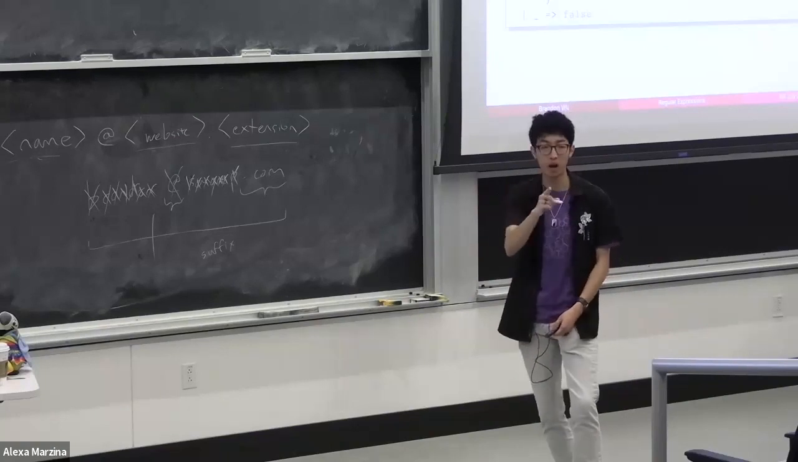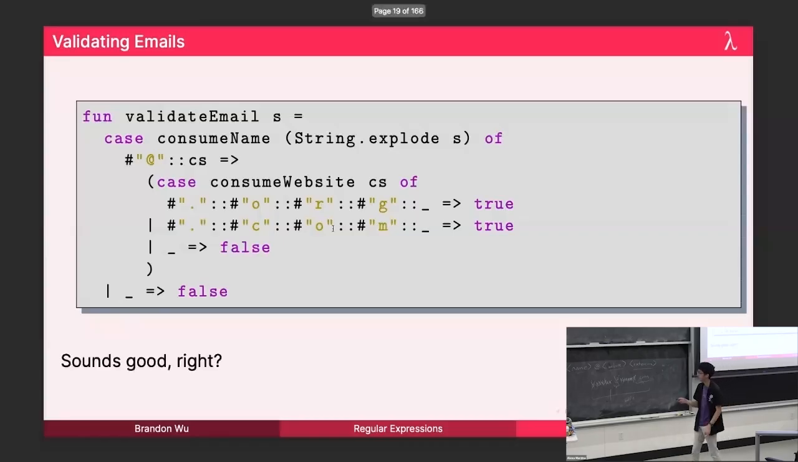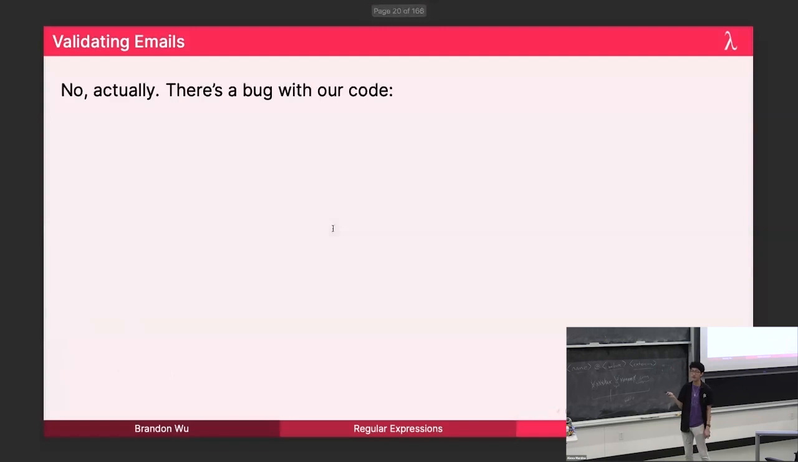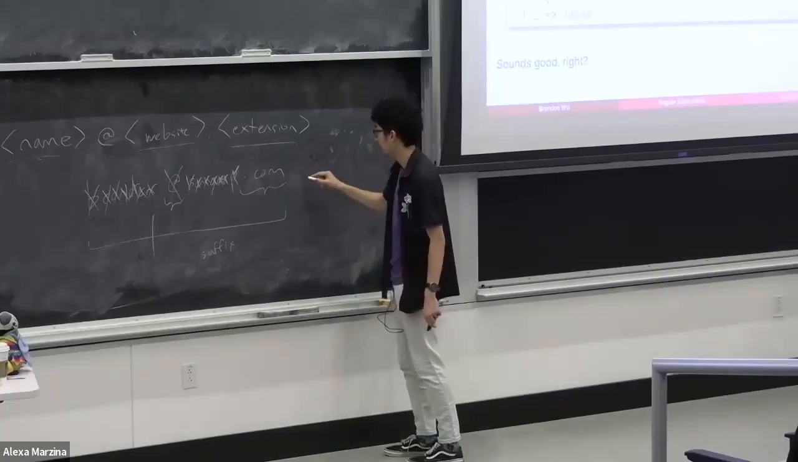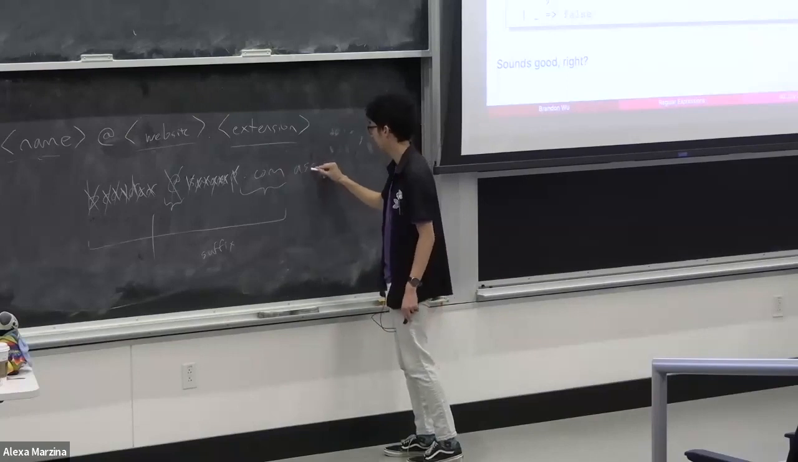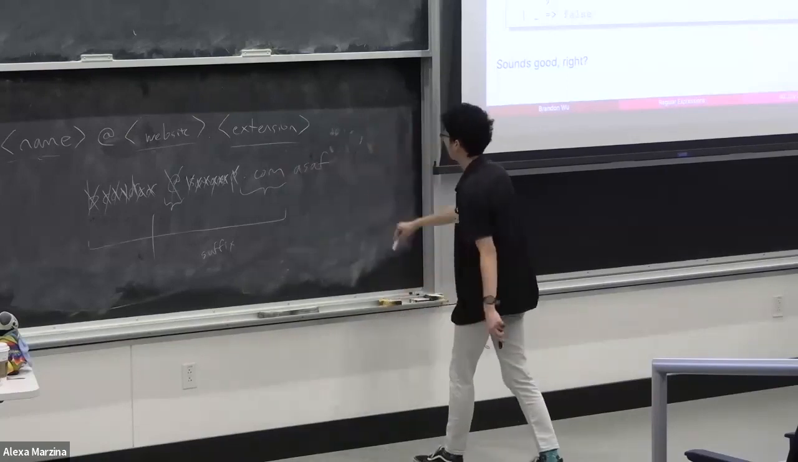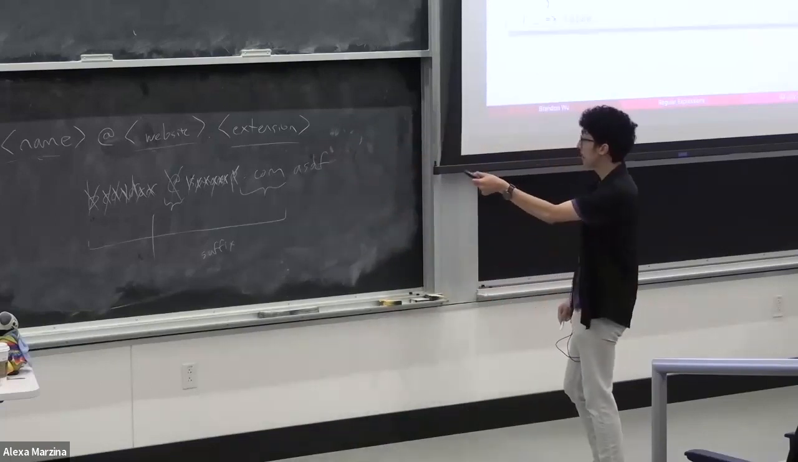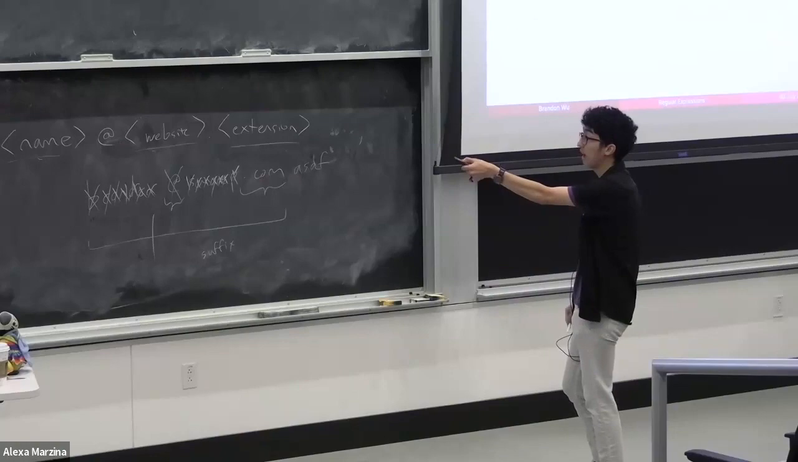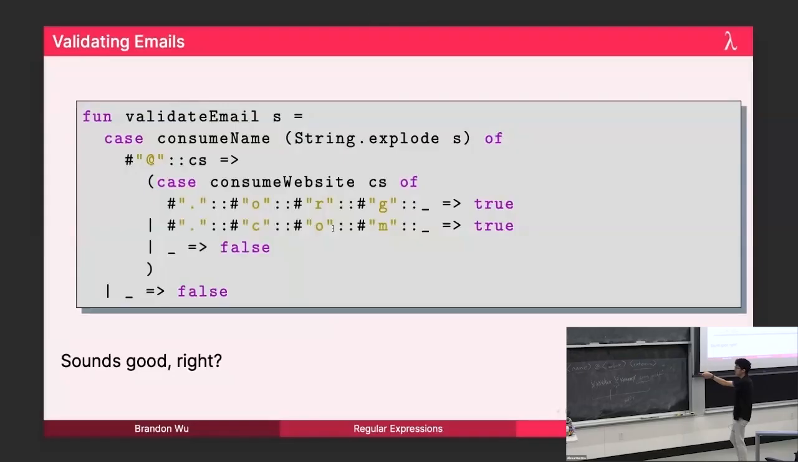Except there's a little bit of a problem here. This is not quite right. There's a bug because what if I put a bunch of random nonsense at the end? Like I said, .com ASDF. Well, this is not a valid email according to our specification, but it will pattern match to this, right? We will get that this will match because the end is just a wildcard.